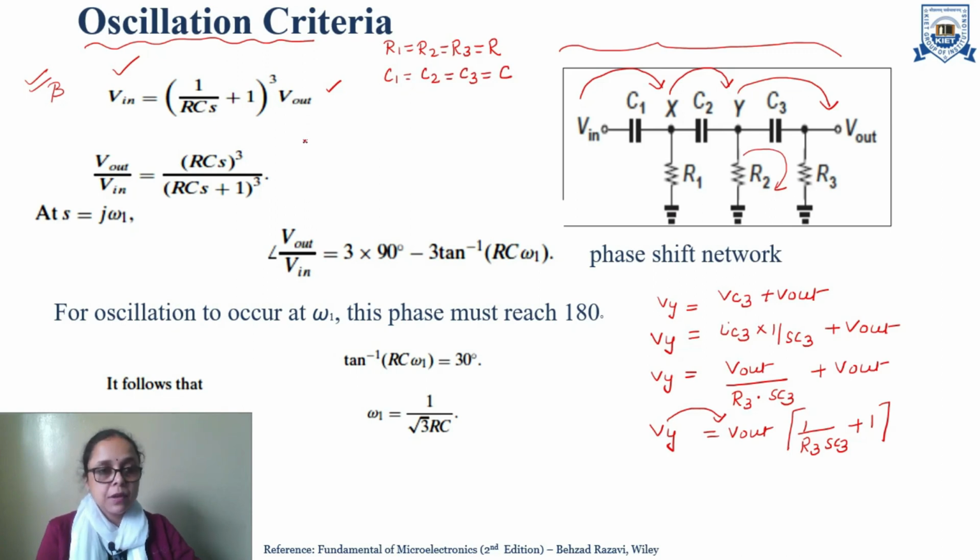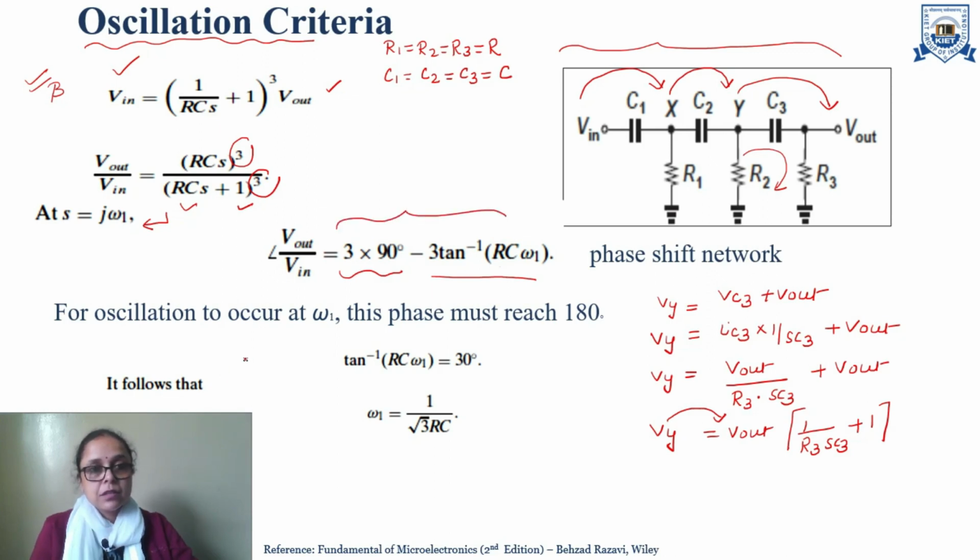For calculating the phase, we will set S equal to j omega in this expression. So putting S equal to j omega in this expression, we can find out the phase. The phase of this V out by V in, or the feedback network, will be, since here it is a cube and here it is a cube, 90 degrees minus 3 tan inverse of the imaginary part divided by the real part. So this will give you the phase. Now for oscillation, this phase should be 180 degrees. So we will set this complete expression to 180 degrees.